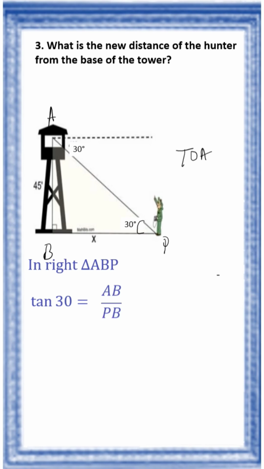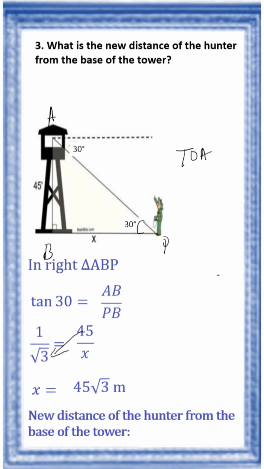AB is 45 meter. PB we have to find, let it be x. So x is equal to, we have to cross multiply, x is equal to 45 root 3 meter. The new distance of the hunter from the base of the tower is 45 root 3 meter.